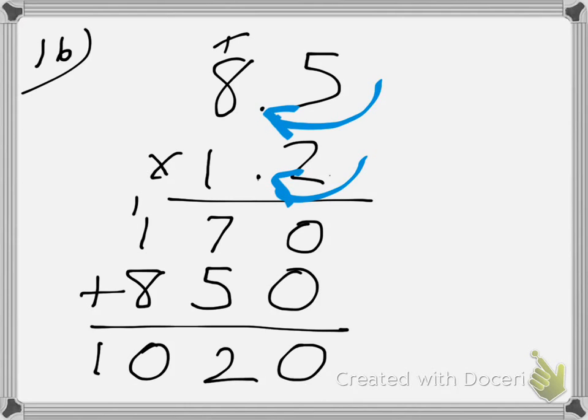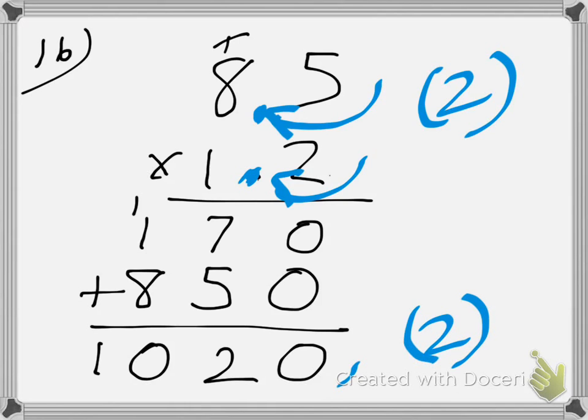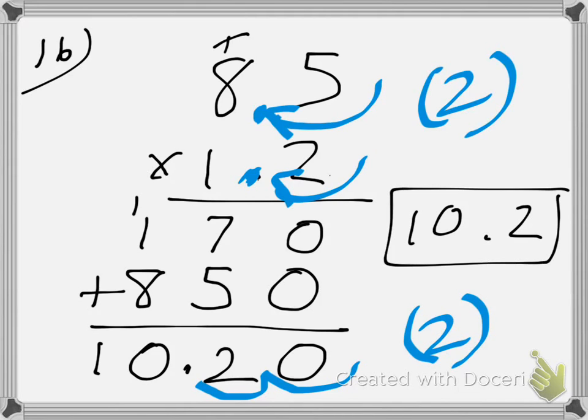Here we have two places that have decimals after them. So we have two decimal places, so that means we're going to have two places in our answer. So our decimal point is going to go there. So our answer is going to be 10 and 20 hundredths, which can be simplified into 10.2 since we can get rid of the trailing zero.